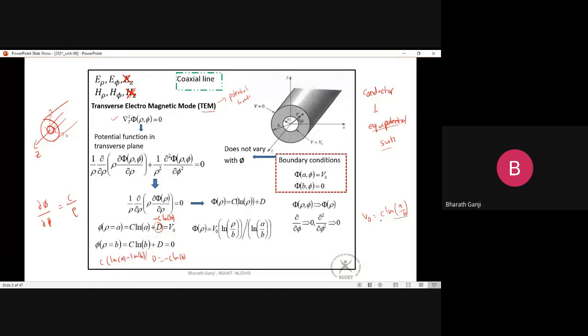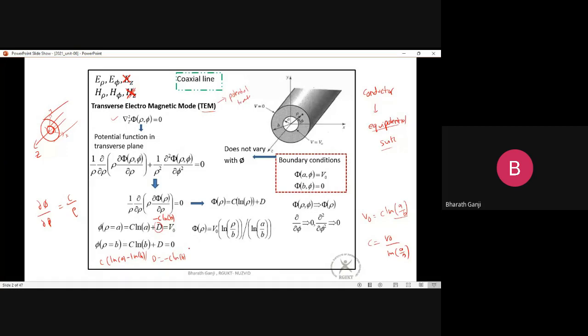So V naught is nothing but C times ln of a by b, and C is nothing but V naught divided by ln of a by b. So once I have C, I can also calculate D. What is the value of D? D is nothing but minus C times ln of b, I already have that. So if I put it there, what happens?